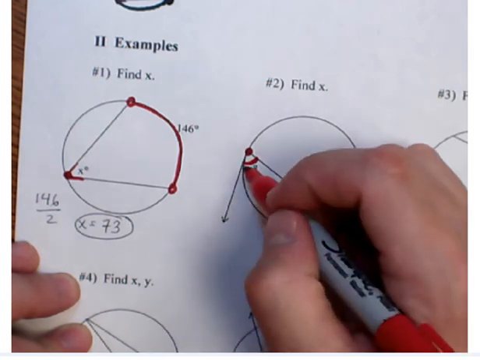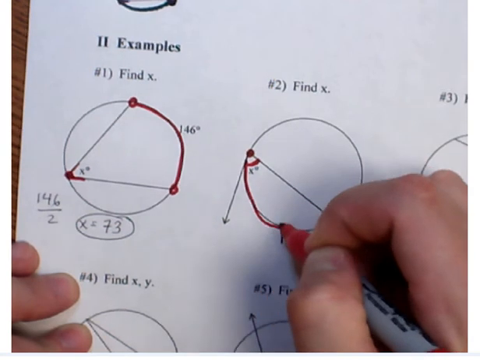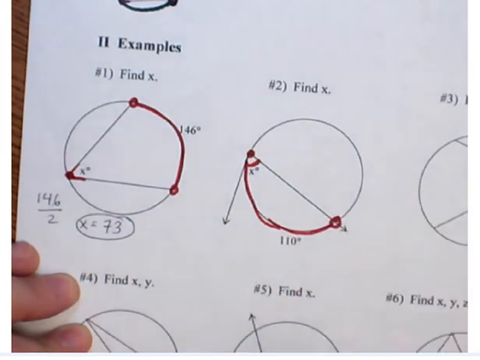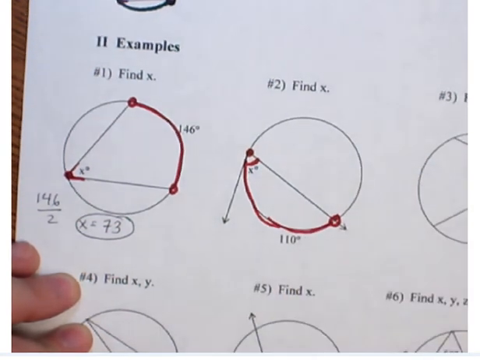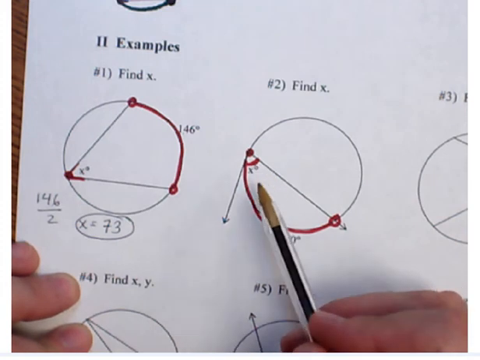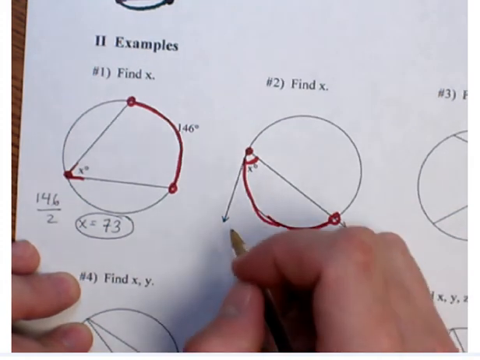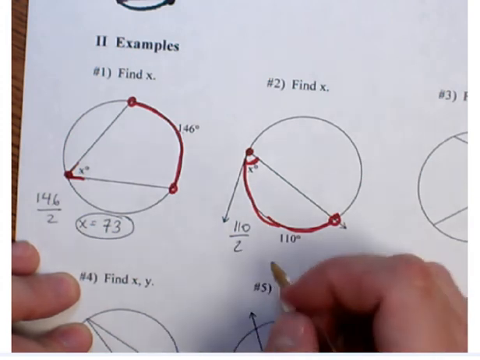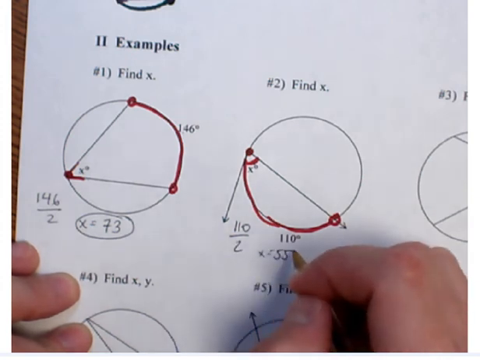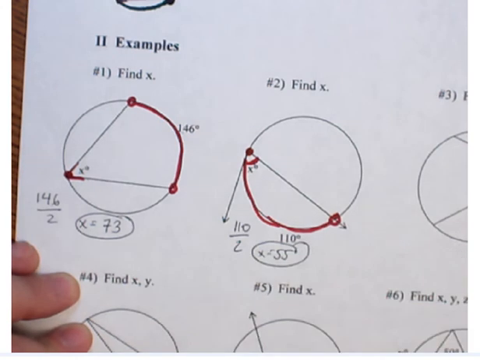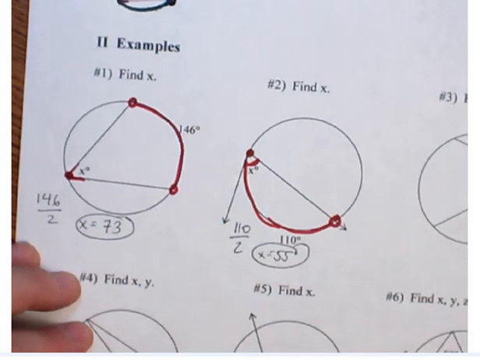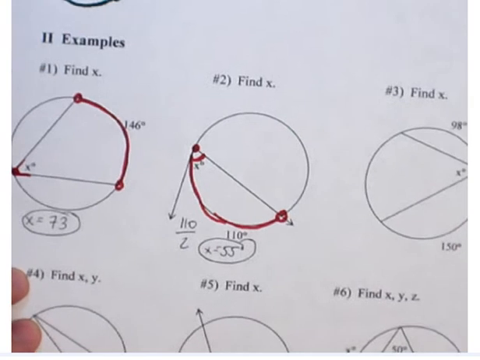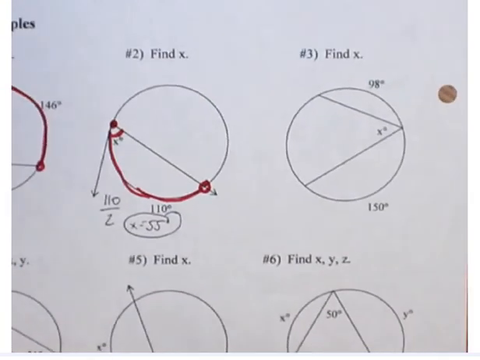So the arc is going to be all of this. The arc measures 110. So the inscribed angle is half of 110. So we take 110, we divide by 2, and we get x is equal to 55. Okay, 55. And you can say 55 degrees, that's also fine. Okay, how about number 3?